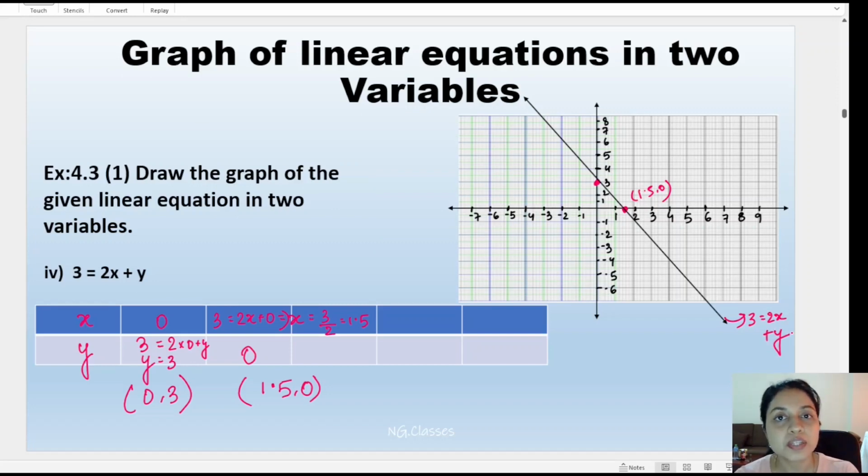You can use any method to plot the graph. However, the previous method is quite a bit more accurate than this method. Because in the previous method, we found a certain number of points and then we plotted the graph. So that graph is more accurate than this graph.